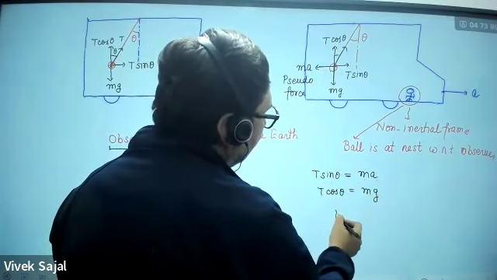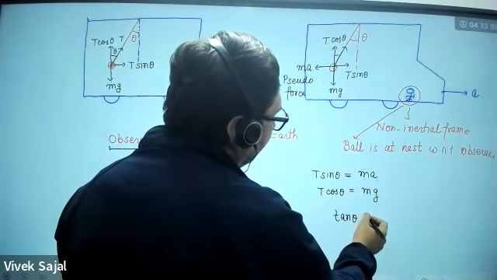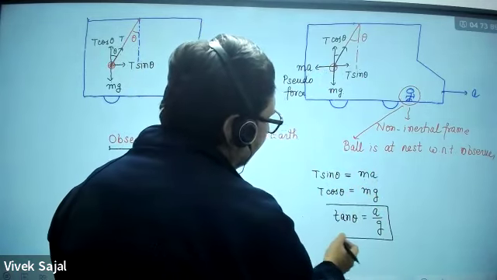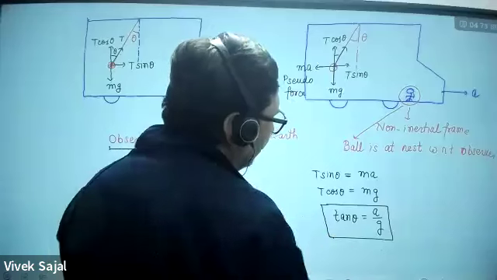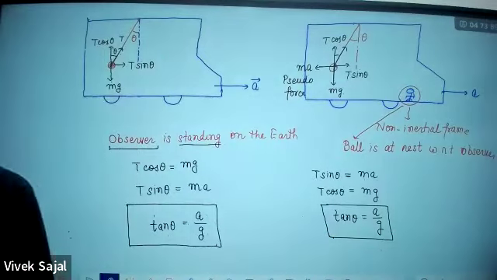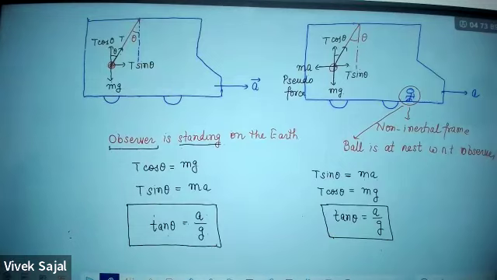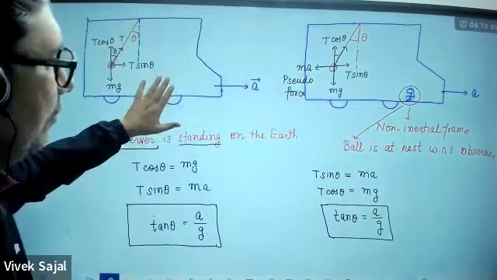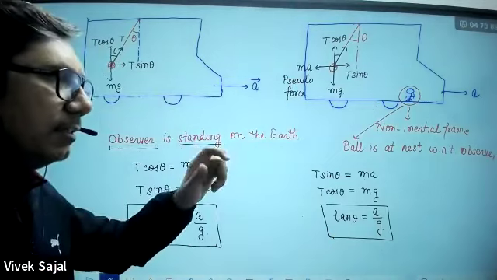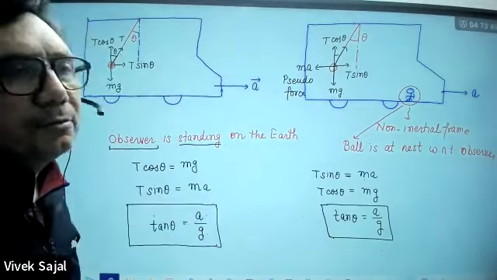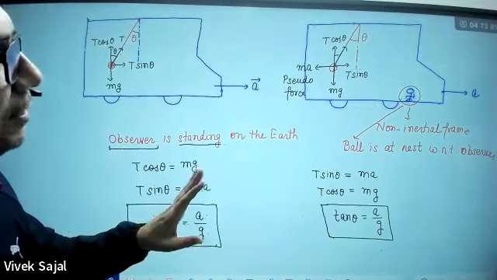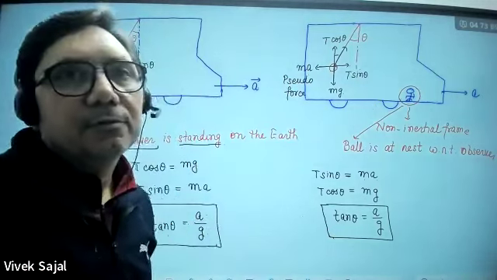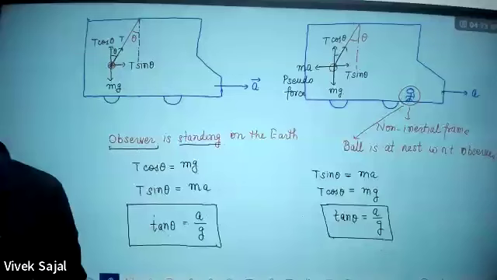If you divide this, then tan theta will be A upon G. Both the theta will be same because that is a real angle. Real observations are not going to change. Angle is a real observation, so that is not going to change either way you are solving the question, either in the non-inertial frame or in the inertial frame. That's your choice. Physical quantities are not going to change. So this is the way. If you want to solve a problem in the non-inertial frame, you have to use a pseudo force.